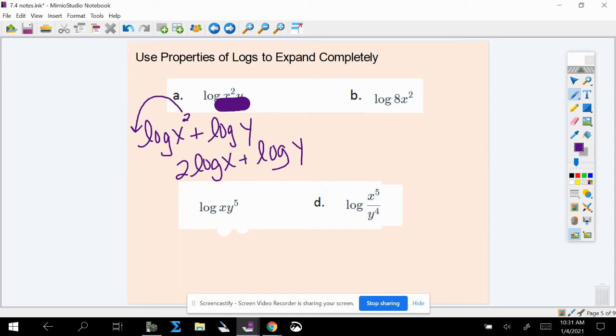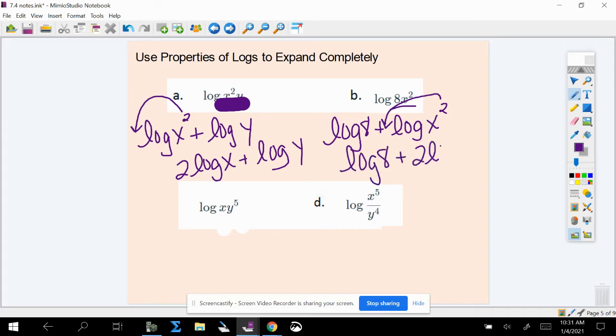The next one is also multiplied. You have an 8 times an x squared, so you're going to pull it apart as the log of 8 plus the log of x squared. Pull apart each factor as a separate log. And then the second term has a power that's going to come in front. So you're going to have the log of 8 plus 2 log of x. And you won't have to worry about doing extra simplifying beyond that.